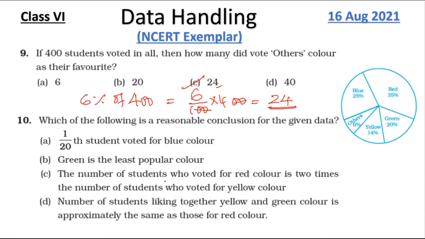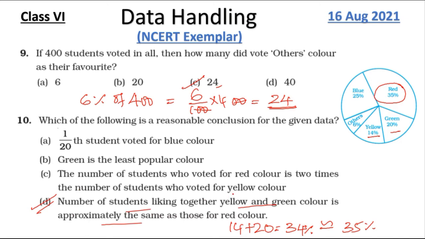If you observe this particular pie chart, yellow plus green is 34% and red is 35%. So approximately the colors yellow plus green, which is 14 plus 20, which is 34, is approximately equal to 35. So on approximation note, we can say that option D suits as a reasonable conclusion.